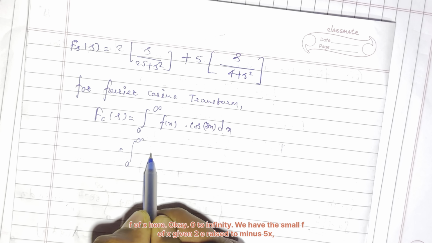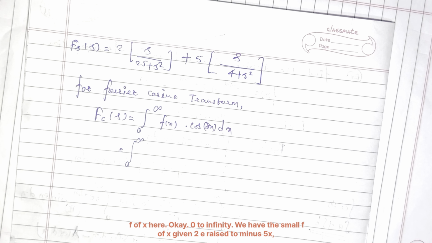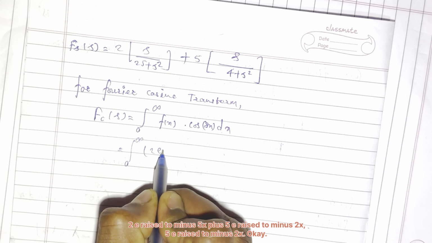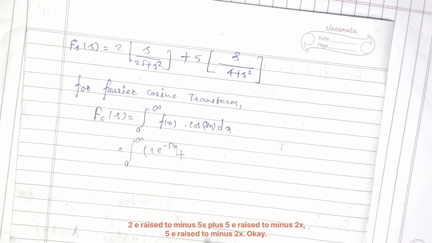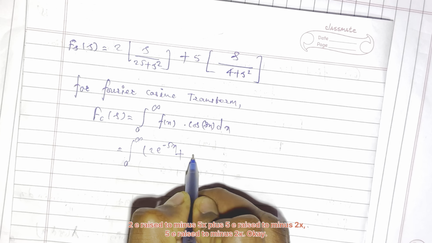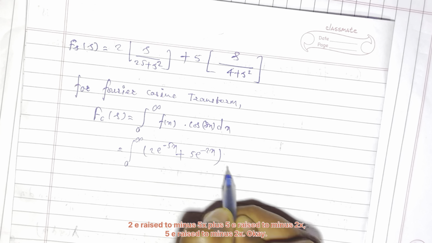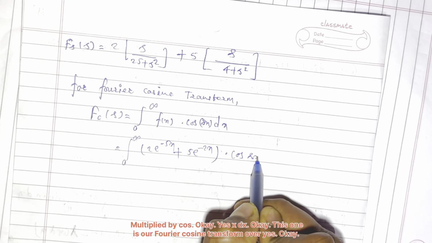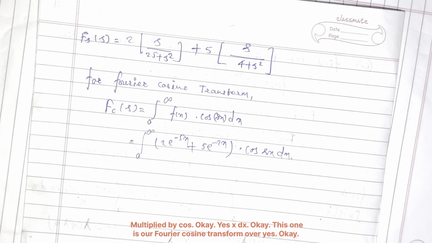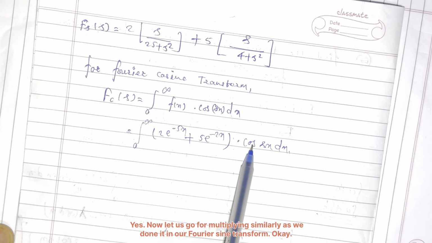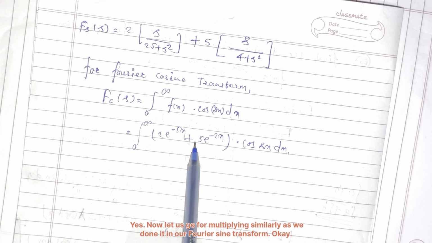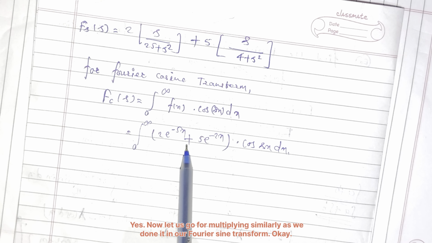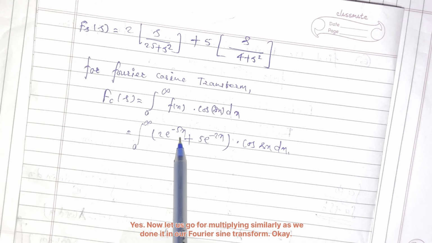From 0 to infinity, we have f(x) = (2e^(-5x) + 5e^(-2x)) multiplied by cos(sx) dx. This one is our Fourier cosine transform over s. Now let's go for multiplying similarly as we did in our Fourier sine transform.